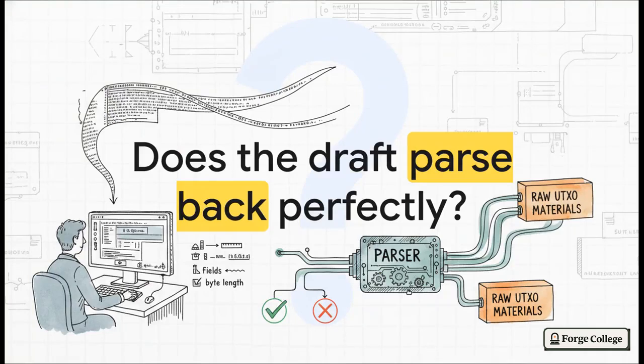But wait, before we declare a total victory, we have to ask a crucial question. Does this draft parse back to match what we initially expected? As an engineer, your final QA check is to take that long hex string you just built and parse it locally. You count the fields, check the byte lengths, and ensure everything perfectly matches those raw UTXO materials we gathered off the shelf at the very beginning. If it parses perfectly, your foundation is rock solid.